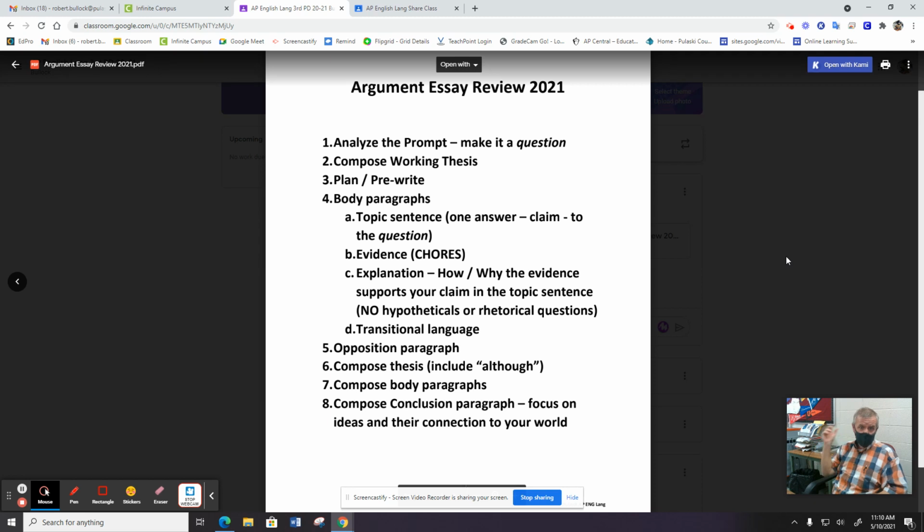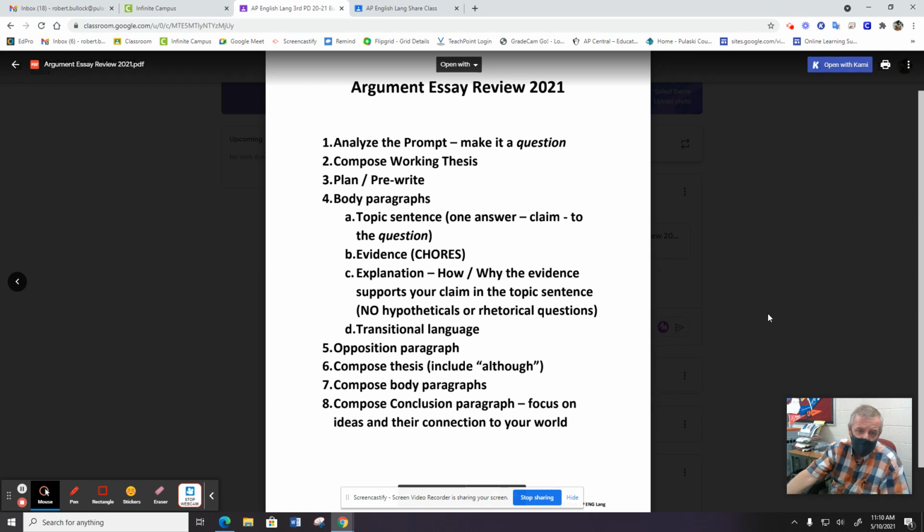Anyway, then you do your explanation, how or why the evidence supports your claim in the topic sentence, and no hypotheticals and no rhetorical questions. And the no rhetorical questions thing also goes back to your introduction and thesis statement. No rhetorical questions. It makes you sound like a sixth grader. "Did you ever wonder what a patriot really is?" No. Aren't you going to tell me? All right, whatever.